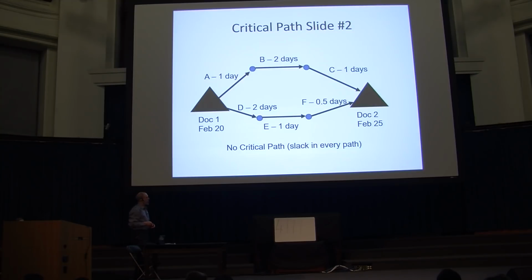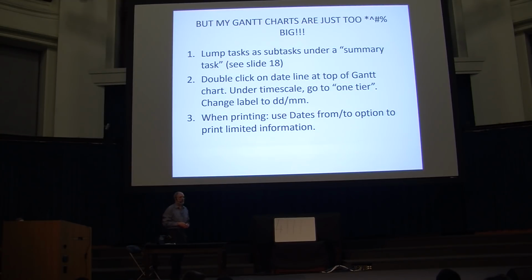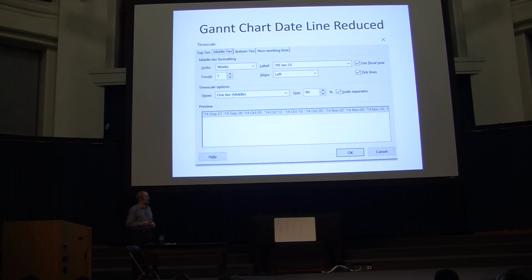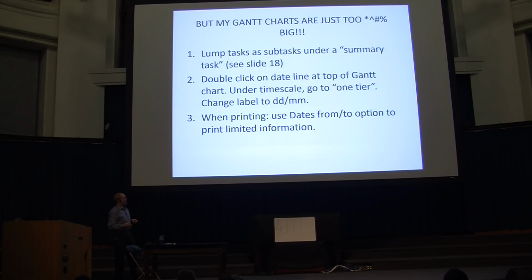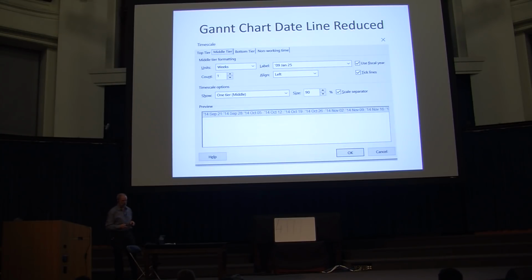Okay, slacken every path. Another thing that you'll find is that often your Gantt charts are gigantic. They go on for pages and pages and pages when you're trying to print them. And one of the things you can do with Microsoft Project, you can do it with other things, is you can reduce the scaling. So if you look at this, it has the Gantt chart itself, I can't show you here.